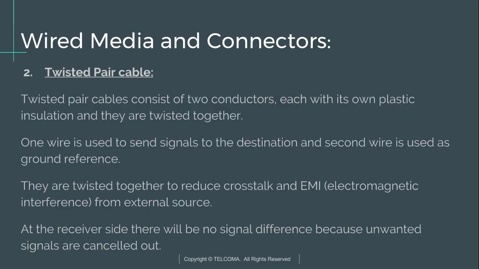So next is twisted pair cable. The twisted pair cable consists of two conductors, each with its own plastic insulation, and they are twisted together. One wire is used to send the signal to the destination and the second wire is used as the ground reference. They are twisted together to reduce crosstalk and EMI, electromagnetic interference, from external sources. At the receiver side, there will be no signal difference because unwanted signals are cancelled out.